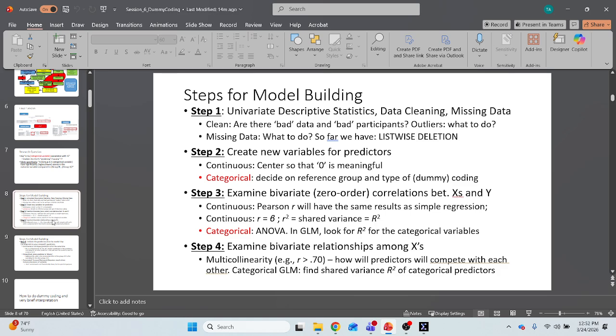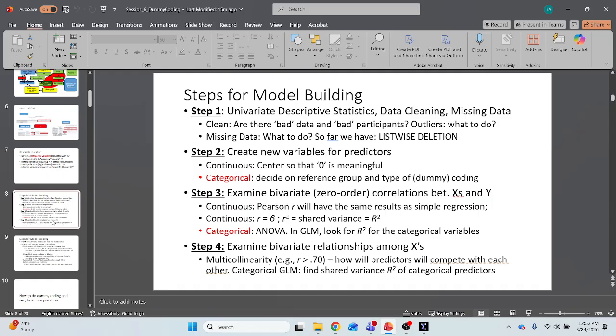Step 3 is you need to examine the bivariate correlations. Now, because we don't have correlations, because we have categorical variables, you do an ANOVA for each of your groups, right? Remember your paper? The first group of papers that you have, I asked you to do an ANOVA if it's applicable for your categorical variables. This is the reason why, okay?